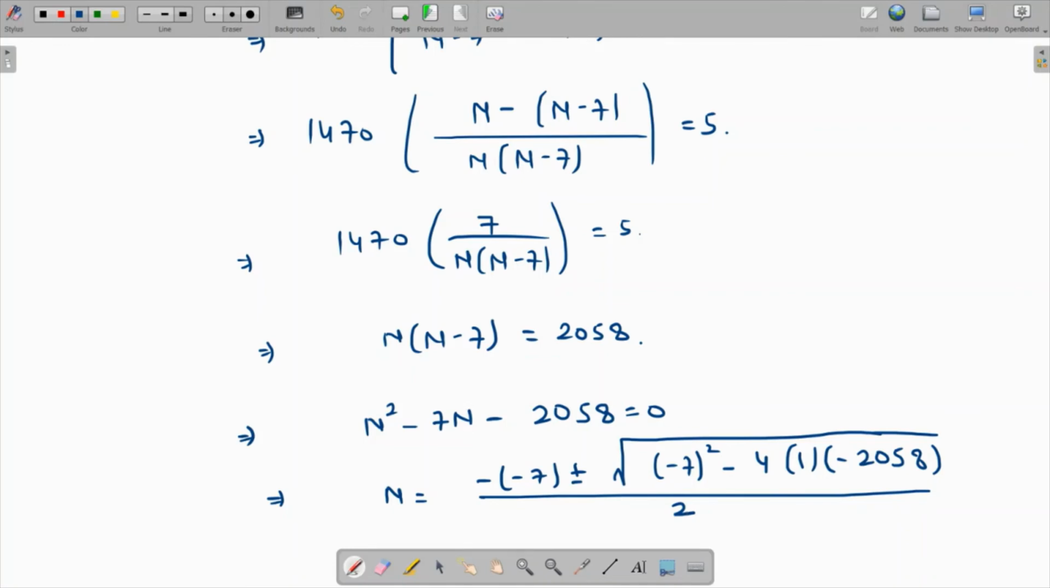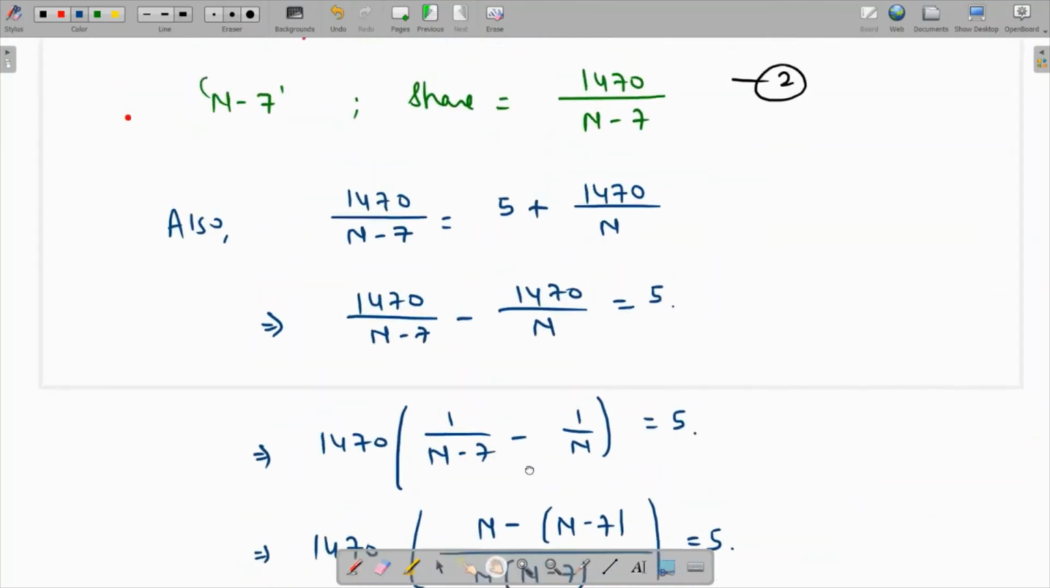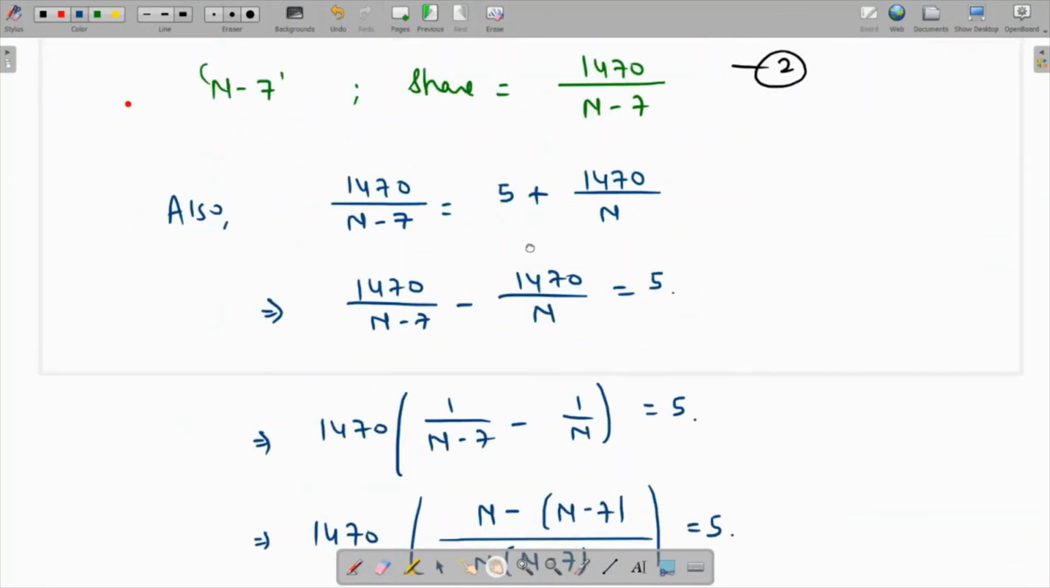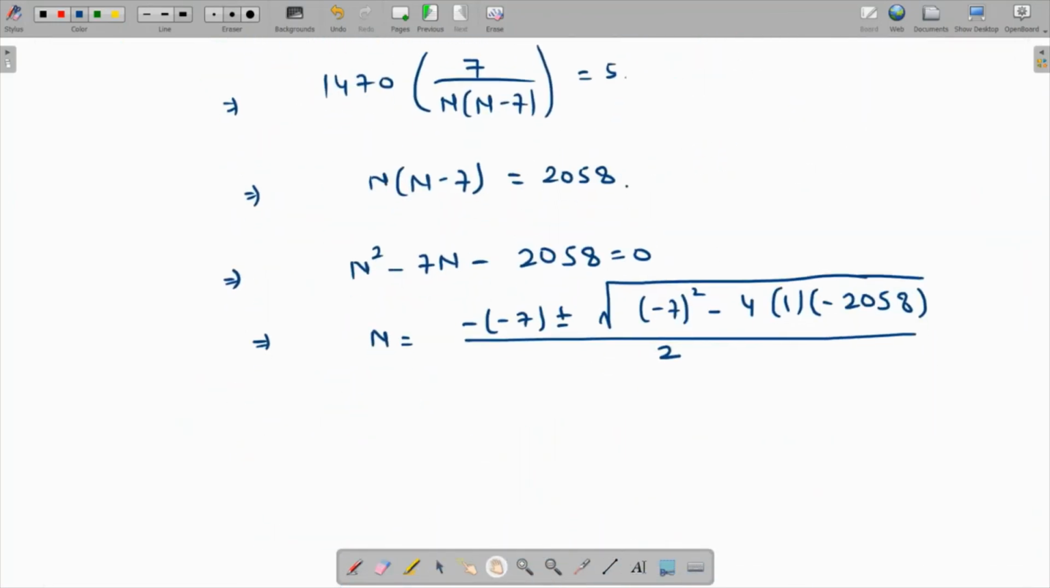And since n is the number of members, and the number of members cannot be negative, I'm just going to write the positive answer here, because this is 7 plus or minus 91 over 2. So we take the positive sign, which comes out as 49. This is the final answer.